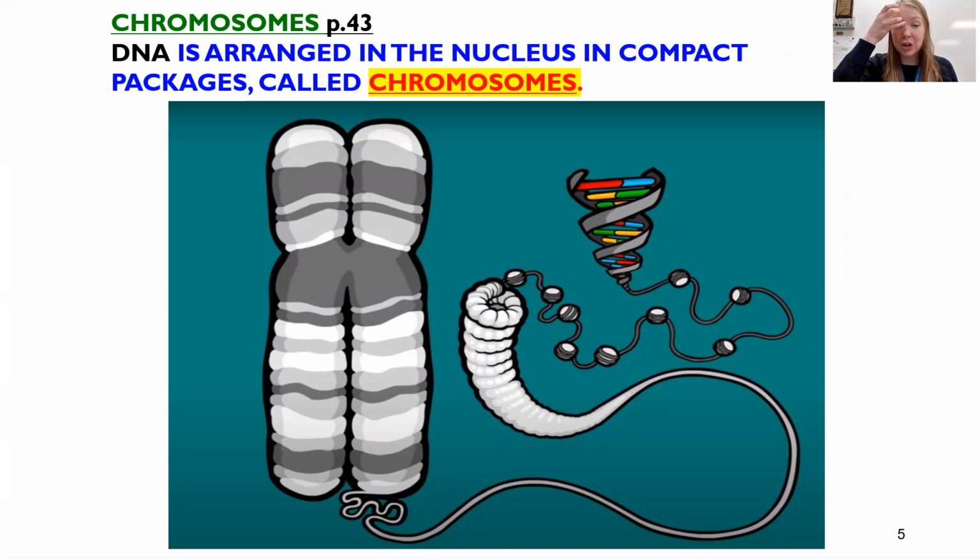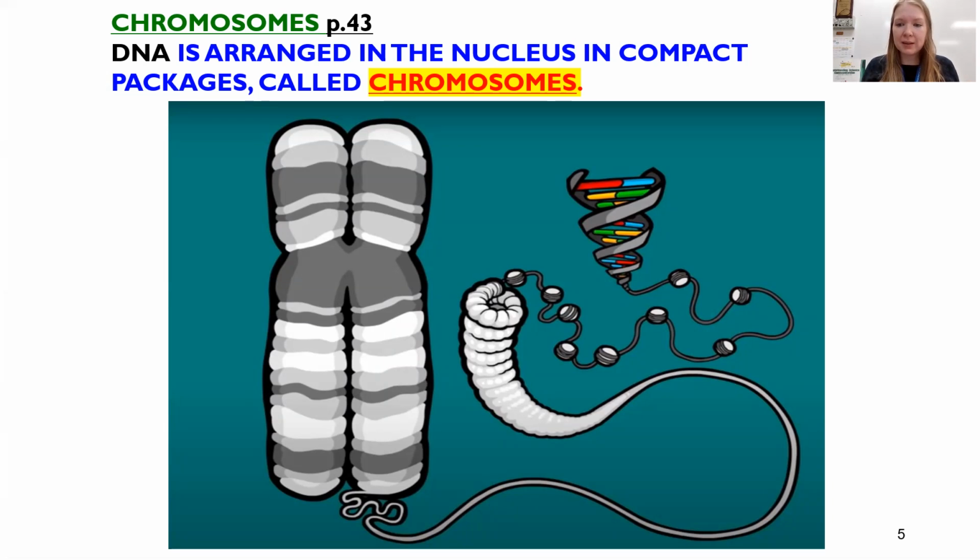And DNA takes this compact shape within the cell to help aid in cell division. It wouldn't help if the DNA was just like an unspooled sort of noodle within the cell nucleus, it would make division a lot more difficult. So it organizes itself into these nice compact packages.